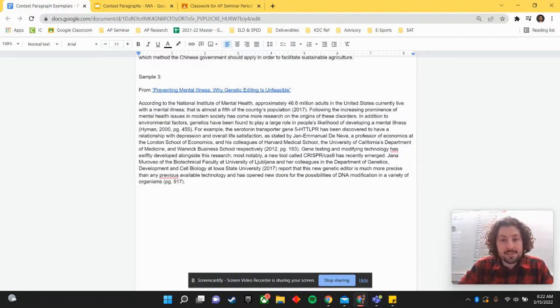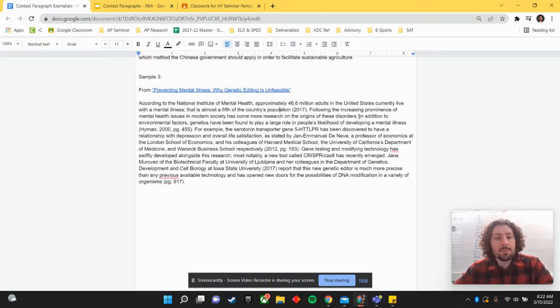Within the first sentence, they've already cited a source, and they've included some statistics to show the problem. Good job opening here. Following the increased prominence of mental health issues in modern society has come more research on the origins of these disorders. So, giving us some more context, right? We're learning more about mental health. We're starting to learn about the origins. They're explaining to us a little bit more of the recent findings.